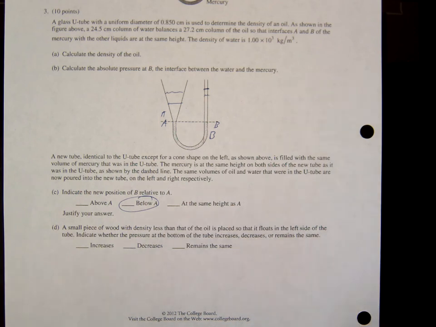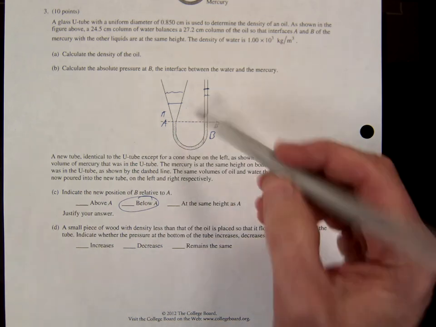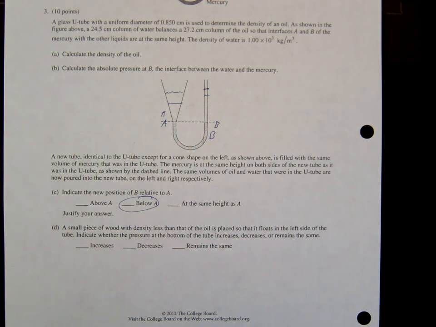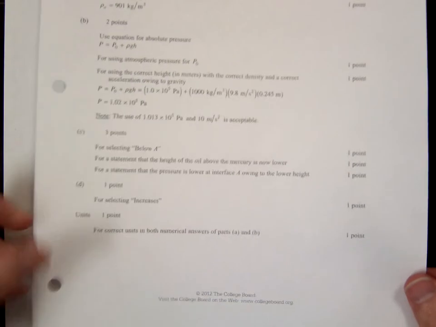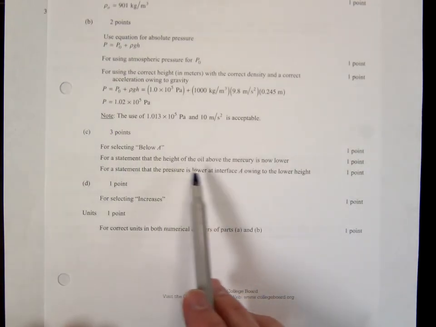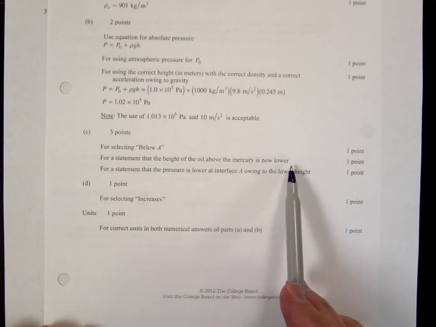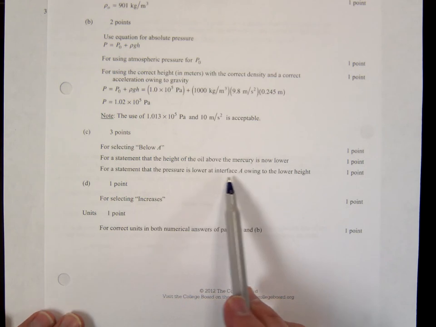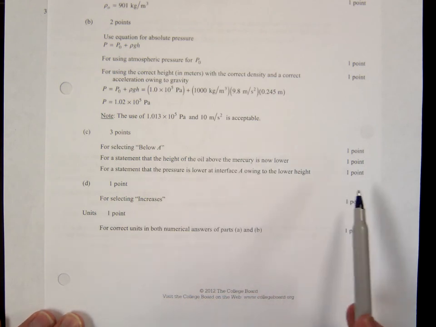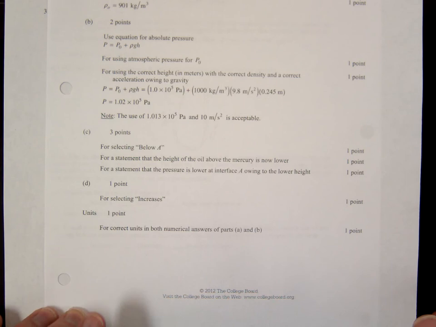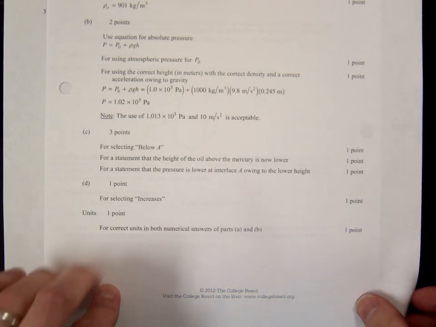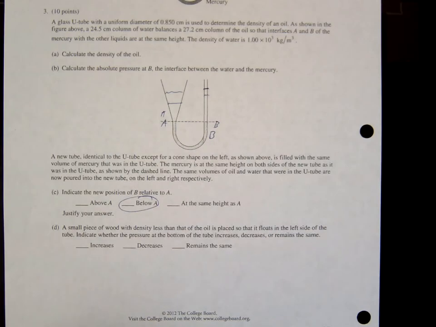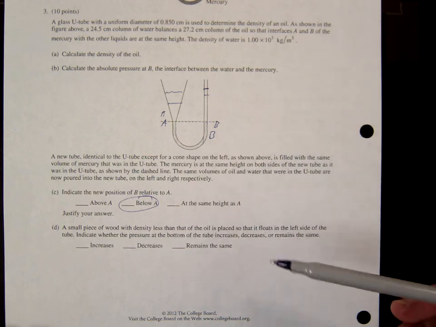Okay, and the solution, I kind of described the reason. Let me show you the reason that they gave. So you got 1 point if you said below A. You got 1 point for some statement saying the height of the oil above the mercury is now lower. Okay, for a statement that the pressure is lower at interface A owing to that lower height. So some kind of description, either the way I described it or the way that they just described it. So that was worth 3 points.